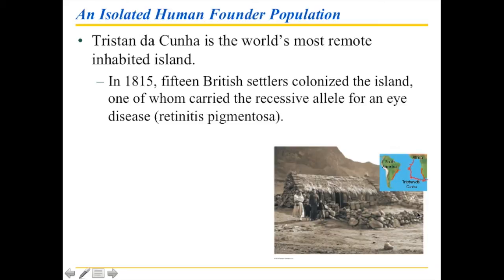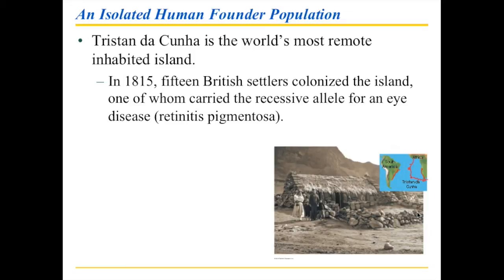And so in 1815, 15 British settlers went there from South Africa, and they colonized the island. And at that point, they didn't realize that one of them carried a recessive allele. Only one with one recessive allele. So this individual did not have an eye disease, but they carried a recessive allele for retinitis pigmentosa.